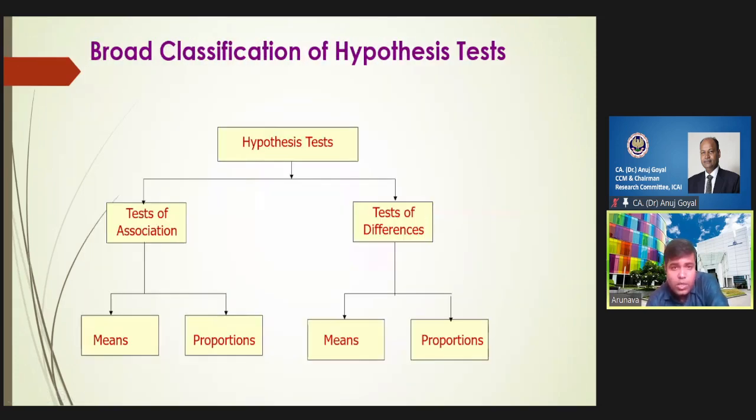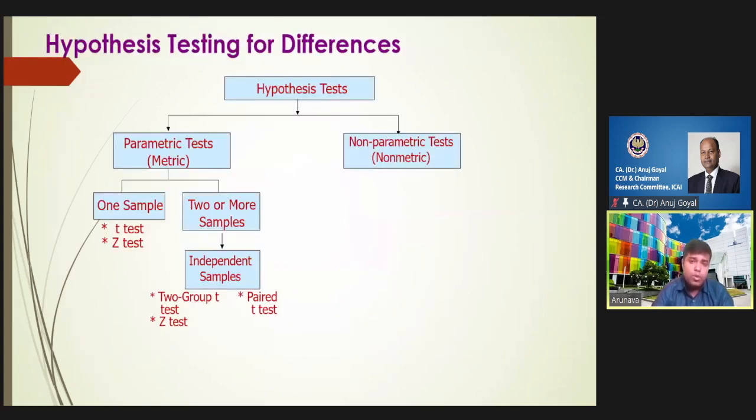Now, in hypothesis testing, we broadly classify the hypothesis tests into two domains. One is the test of association, another is the test of differences. So we are trying to first test whether the means are related or not, whether the proportions or the ratios that we are evaluating are related or not. And then we are testing the differences, whether the difference between the means or proportions has some value or not, whether they're the same or different, that we are going to test through the hypothesis test.